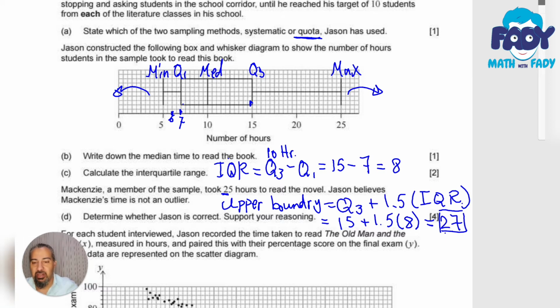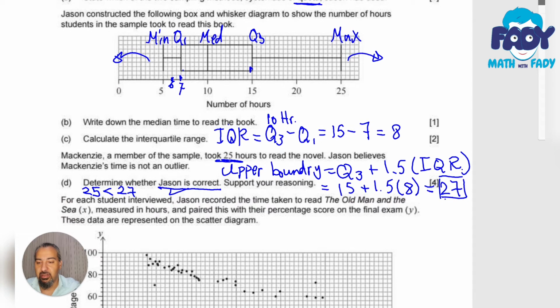And because here 25 hours, this is Mackenzie's time, is less than 27, the upper boundary, Jason is correct. So we write: Jason is correct because 25 is less than 27, which is the upper boundary.